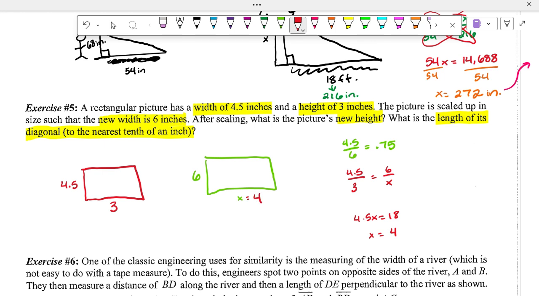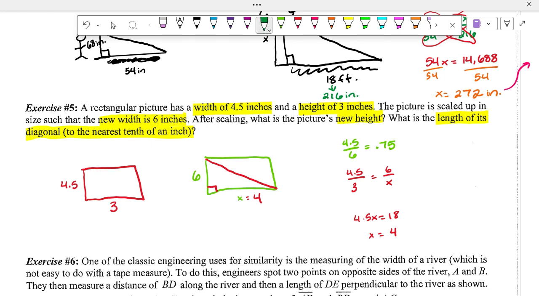Now, that's all fine, Dave, but they want to know what the length of the diagonal is. Does anyone know what a diagonal is in a rectangle? Yeah, so it's just from one vertex to the other that's diagonal from each other. And since it's a rectangle, we know that angle is right. So how can I find what the other side is?